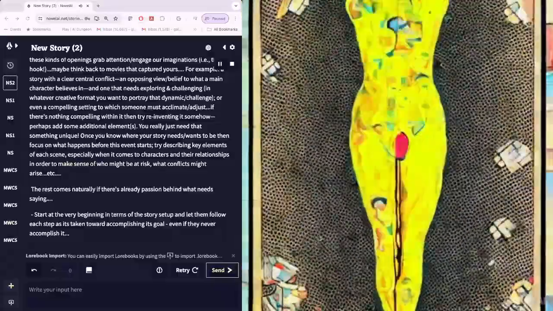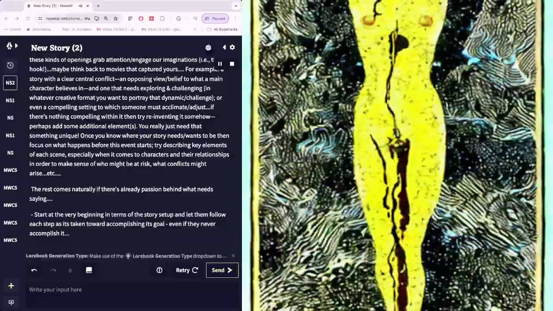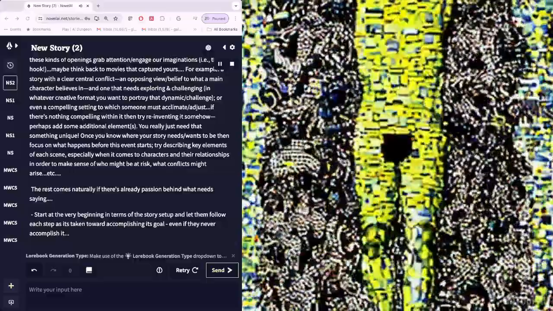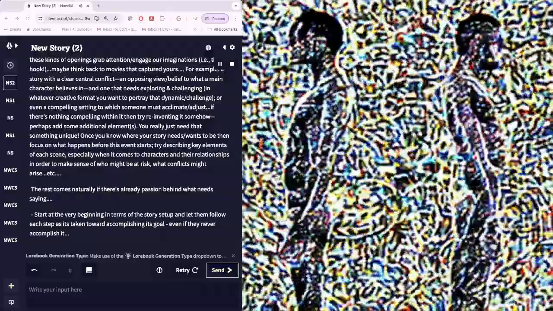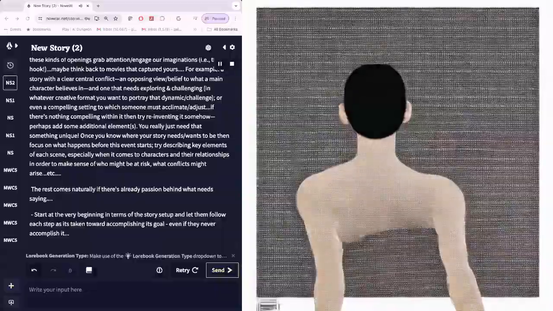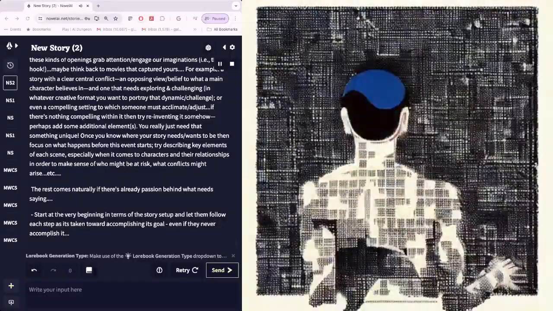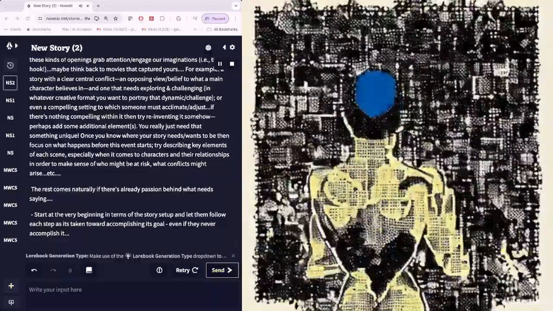Once you know where your story wants to be, then focus on what happens before this event starts. Try describing key elements of each scene, especially when it comes to characters and their relationships, in order to make sense of who might be at risk, what conflicts might arise, etc. The rest comes naturally if there's already passion behind what needs saying. Start at the very beginning in terms of the story setup and let them follow each step as it's taken toward accomplishing its goal, even if they never accomplish it.